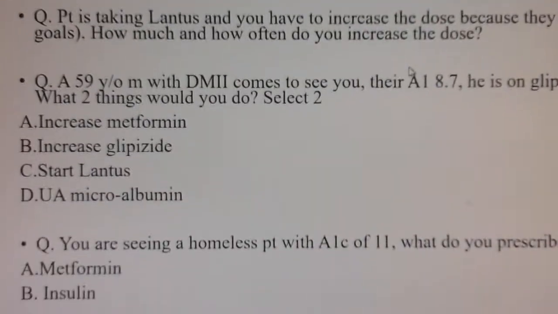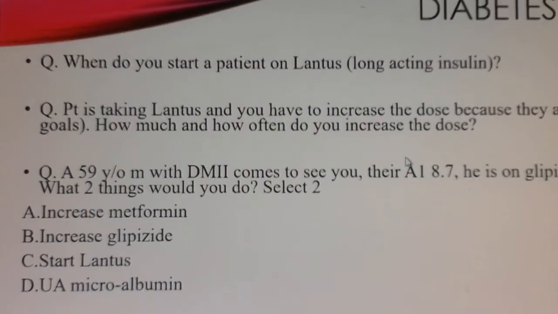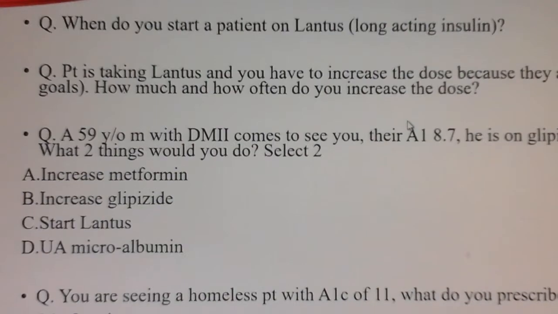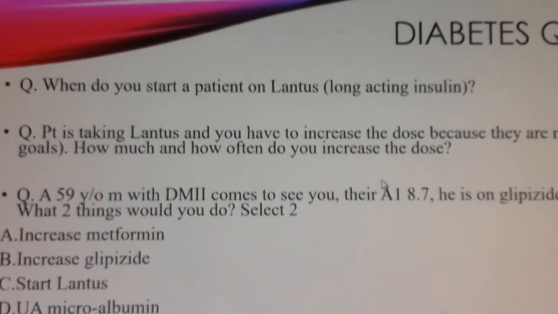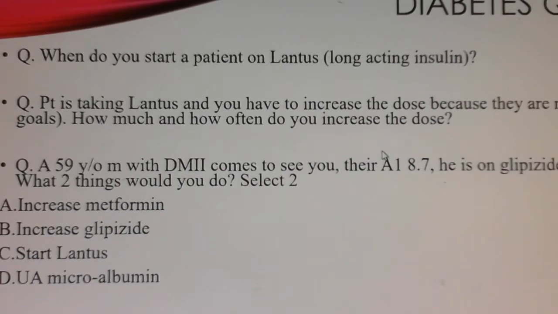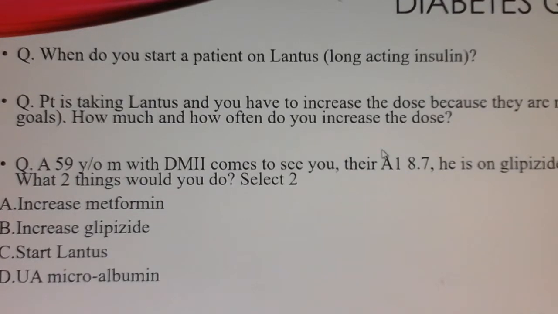One other question. You are seeing a homeless patient and their A1C is at 11. Holy smokes, right? What do you do for them? Do you give them metformin or do you give them insulin? Hopefully you said metformin, okay? You do not want to give this patient insulin because you do not know when their next meal is coming from, okay? So you're going to treat them with oral stuff, things that have less chances of hypoglycemia, okay? You don't know where the meal is coming from.